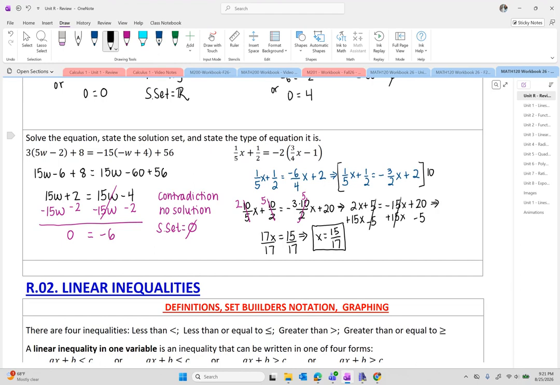Remember, if you do find a solution, plug it into the equation to check that it satisfies the equation in case you have made a mistake. This equation, since it has a solution, is a conditional equation, and the solution set is the set 15 over 17.